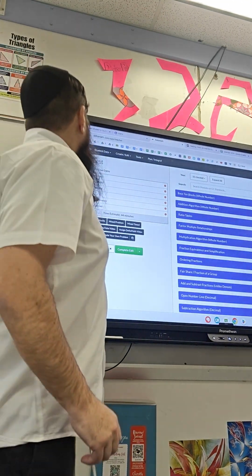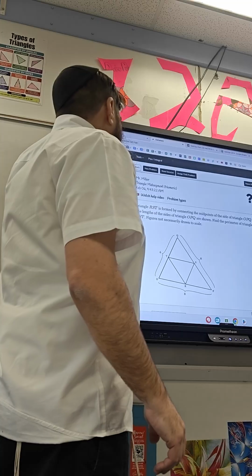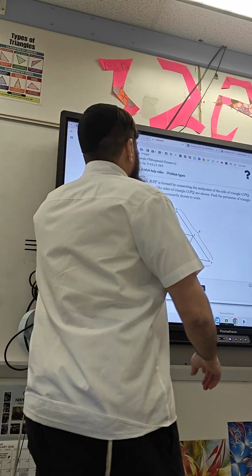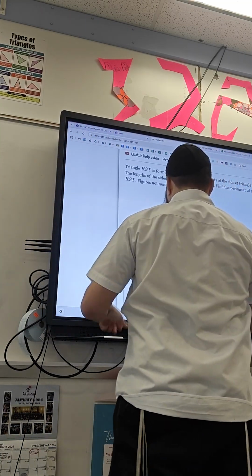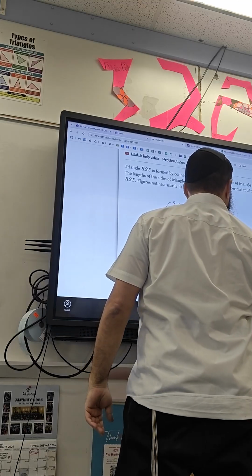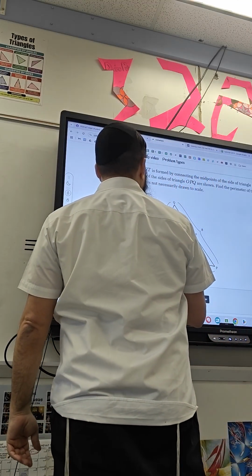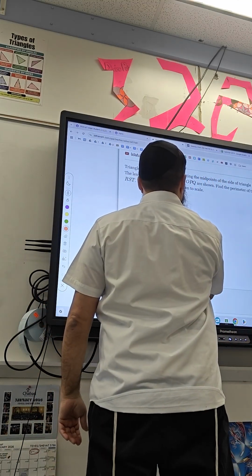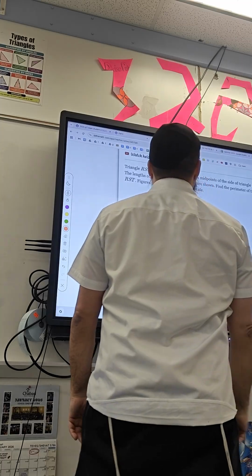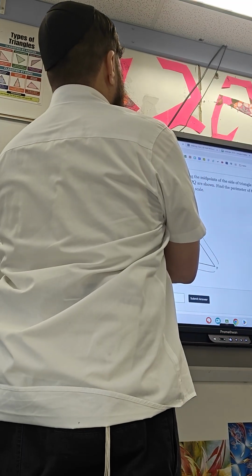Okay, so triangle mid-segment numeric. This triangle is formed by connecting the midpoints. Again, I think what I'm going to do with these is just annotate and not submit. So these are the midpoints. These are all midpoints. That's RST.